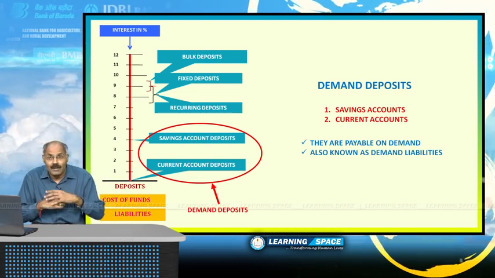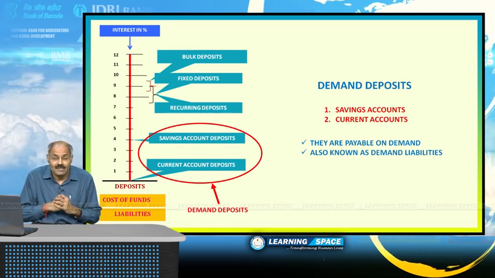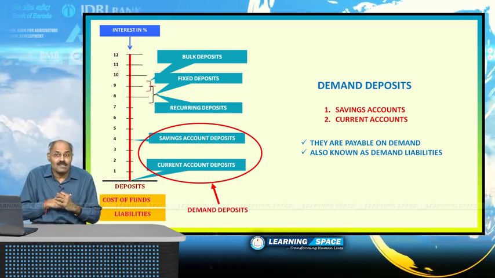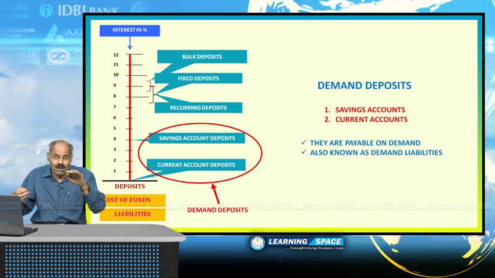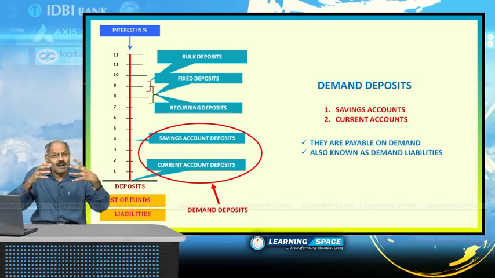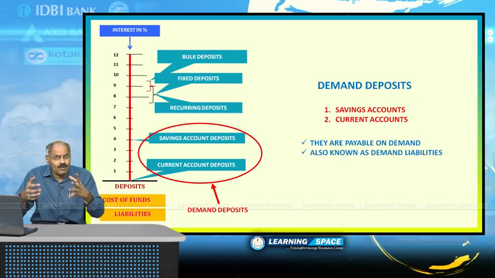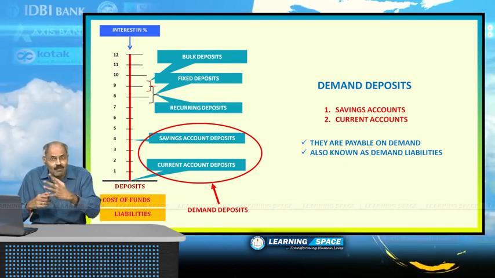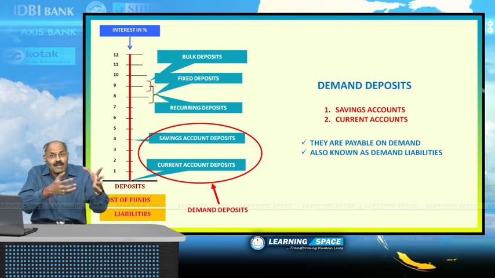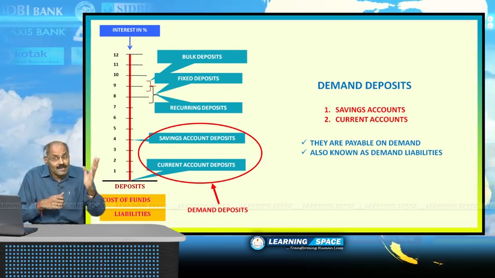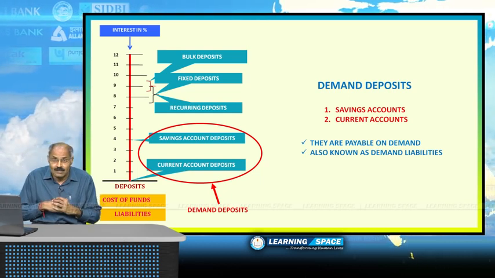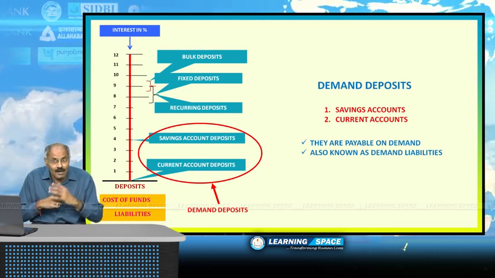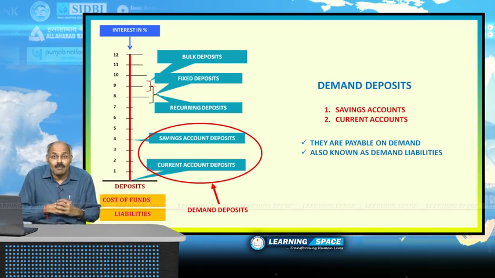Why are they called demand deposits? That also I have explained. Today you can deposit, tomorrow you can withdraw. That means you can withdraw at any point of time. These deposits are payable on demand, that's why they are called demand deposits, and at the same time you can call them demand liabilities.